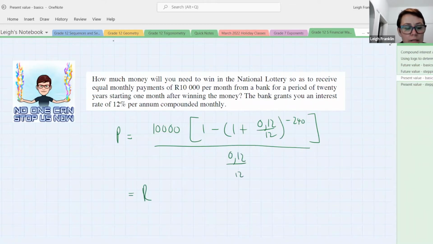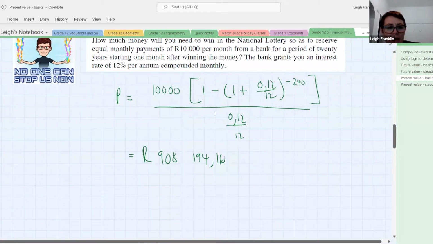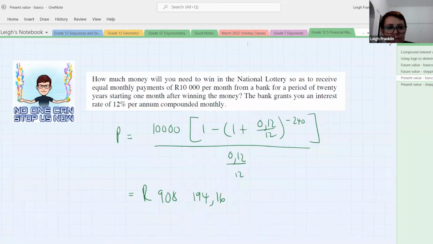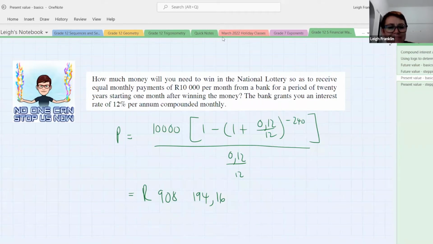So yes, we would need to win 908,194 Rand and 16 cents. Okay, good stuff. All right, everybody happy with that? Smiley faces, sad faces, how are we feeling? We move on. Cool, thanks, Morongoa. Nice, Kaiser. Rachel, you look content.